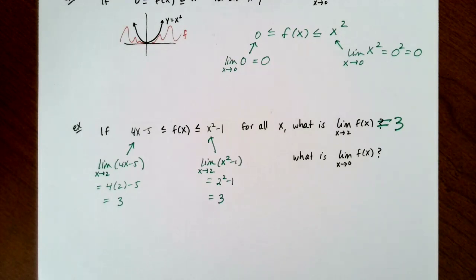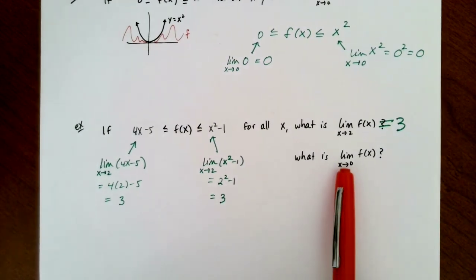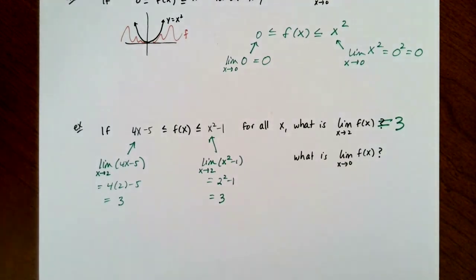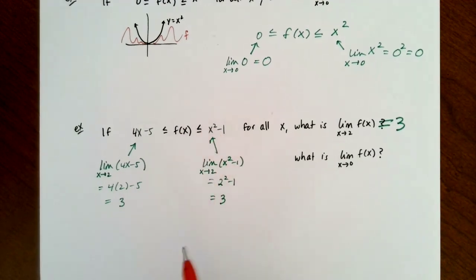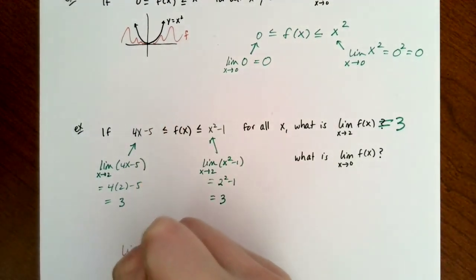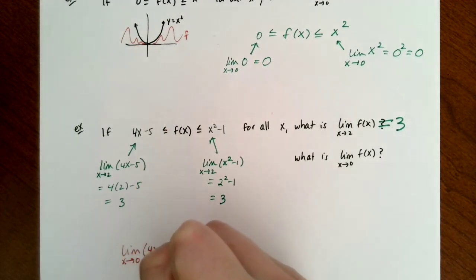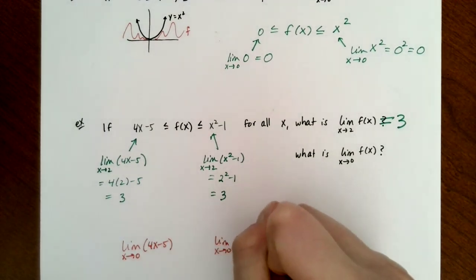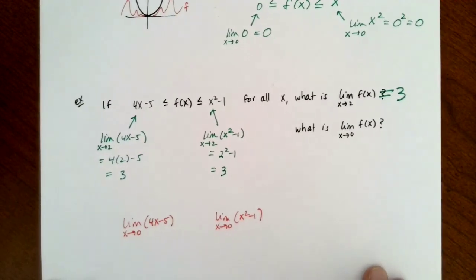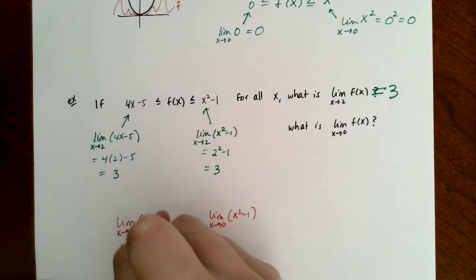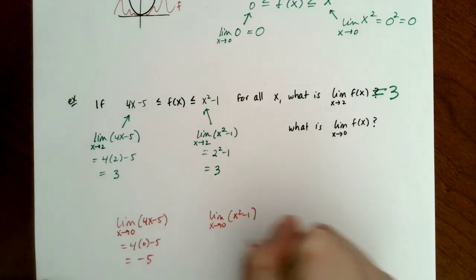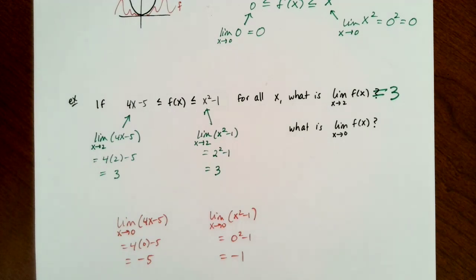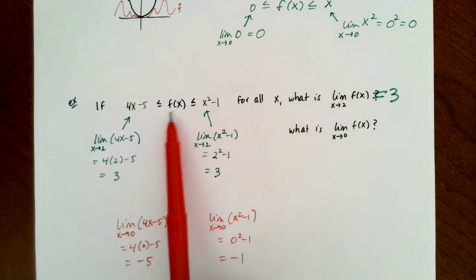The second part of the question is asking for the limit of the same function as x approaches 0. So we're going to attempt to use the squeeze theorem again. I'm going to go back to these same two functions, but now I want to compute the limit as x approaches 0 of each of them. Again, I can just plug in 0 to each of them to compute this limit. I get -5 for the first one, -1 for the second.